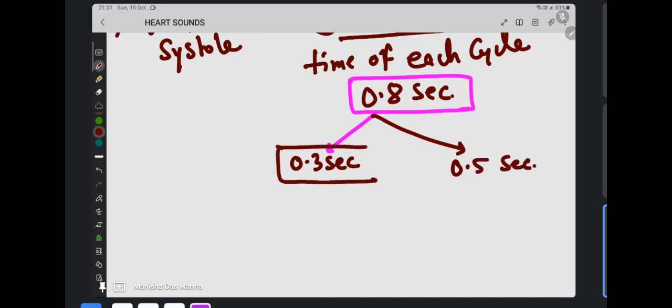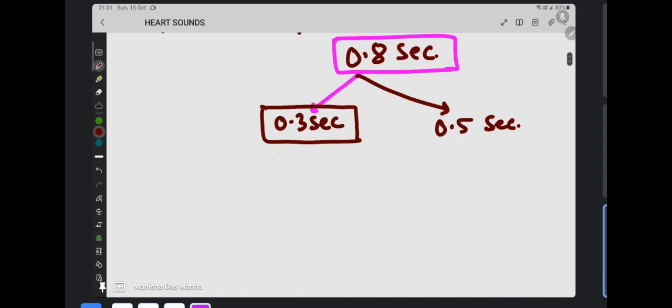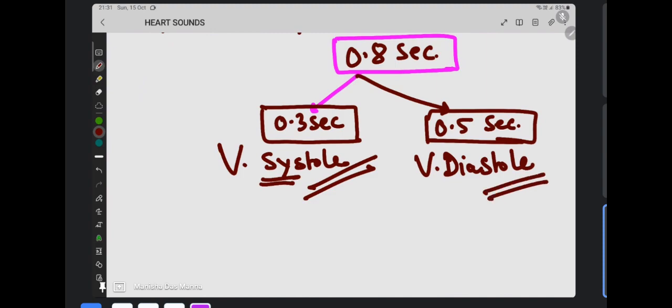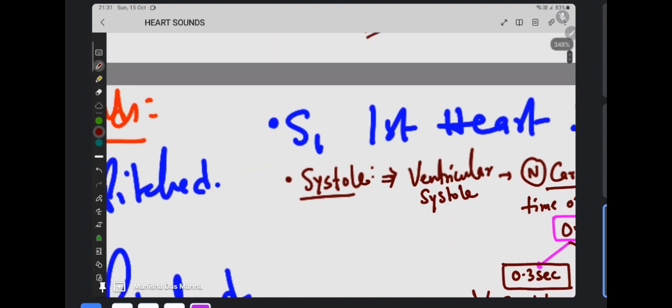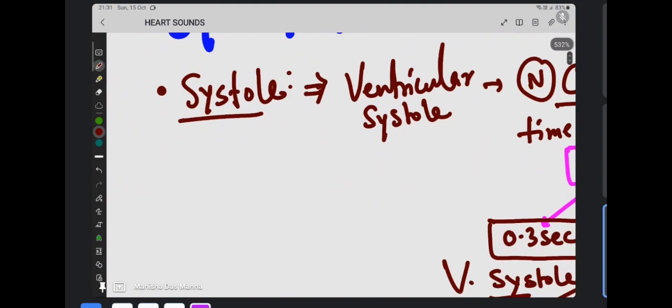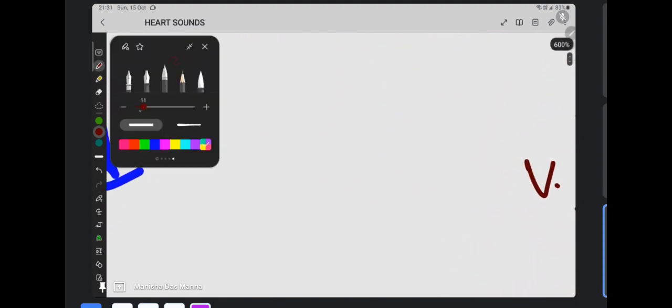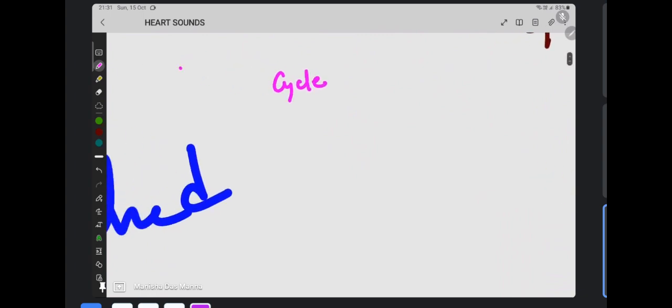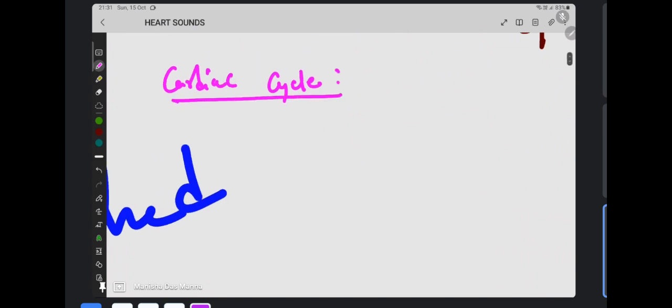So this 0.3 second is the systole of the ventricle, that is ventricular systole, and 0.5 second is the time taken for ventricular diastole. That means contraction of the ventricle and relaxation of the ventricles. Now let's talk about a few very important points about the cardiac cycle.